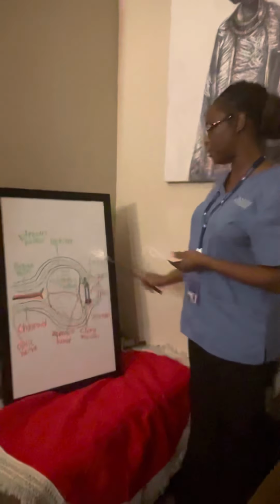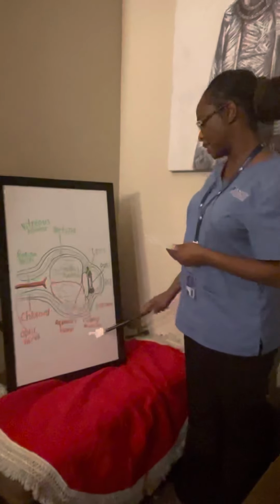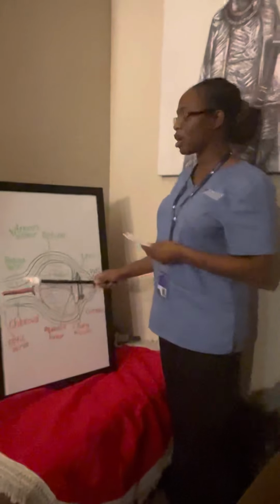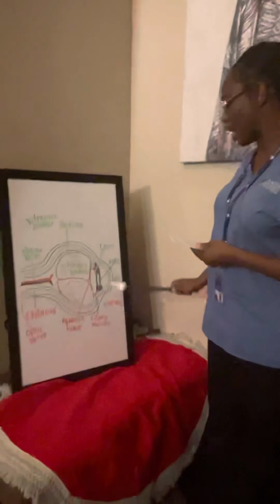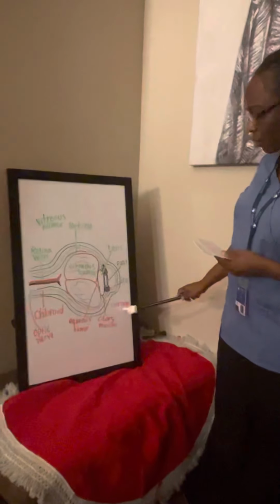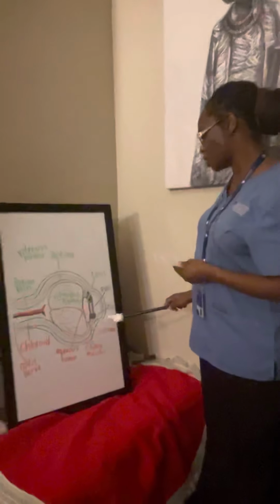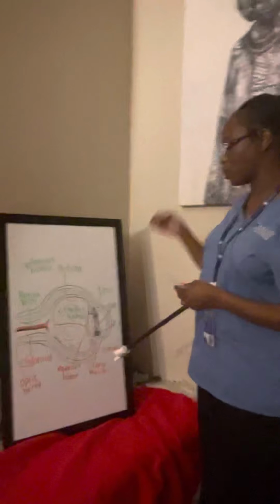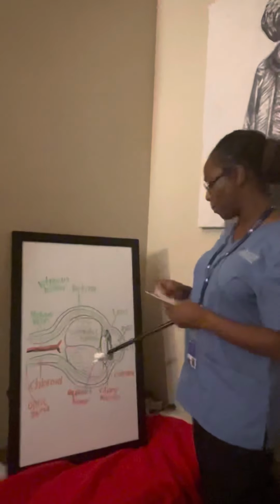So this is my anatomy. This is my diagram of the eye. On the outer layer, we're going to have the sclera. That is what we know as the tough membrane. It is also known as a protective membrane. It protects the eye. Also on the outer layer is our cornea. The cornea also protects the eye and prevents any foreign bodies or objects from coming into the eye.